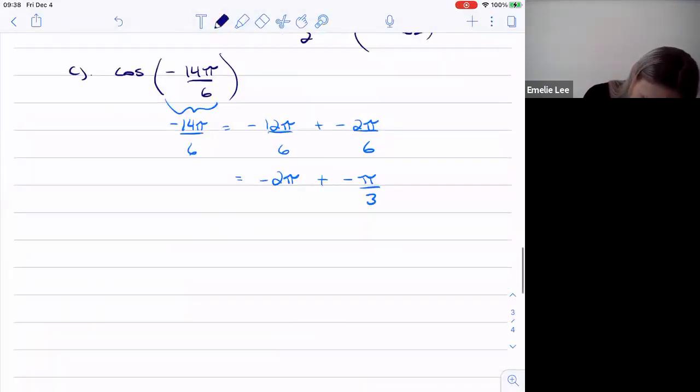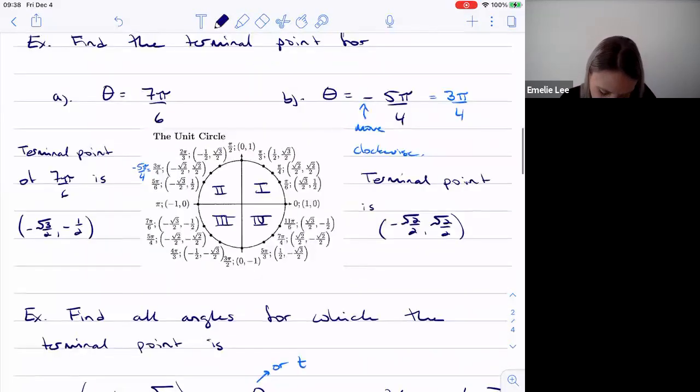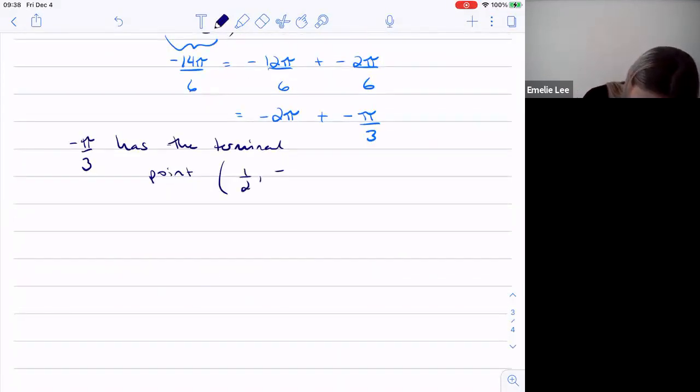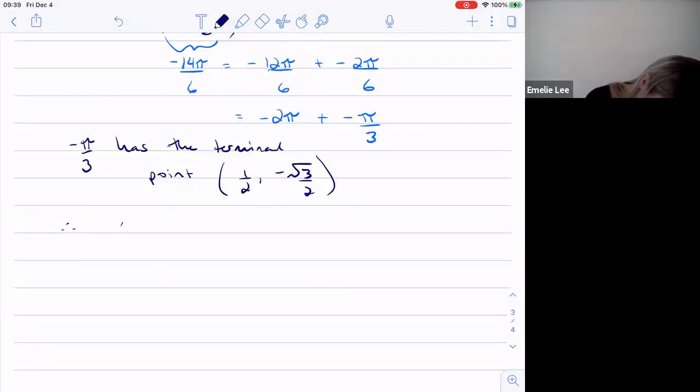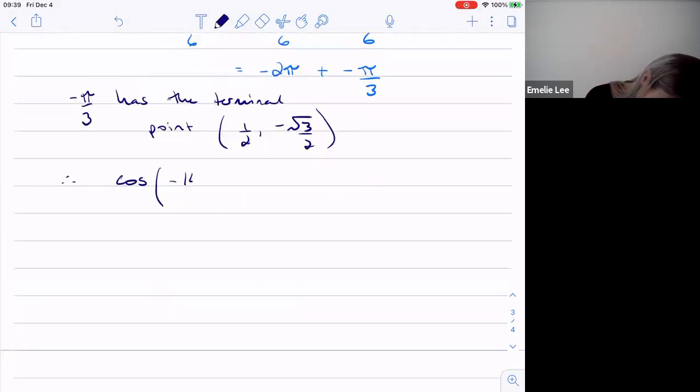So what we can say is negative pi over 3 has the terminal point 1/2, negative root 3 over 2. And if I want the cosine of negative 14 pi over 6, we've boiled it down to negative pi over 3. They're going to have the same cosine. And the cosine is the x value in the terminal point. So therefore, the cosine of negative 14 pi over 6 is the same as the cosine of negative pi over 3, which in the end is going to be 1 over 2.